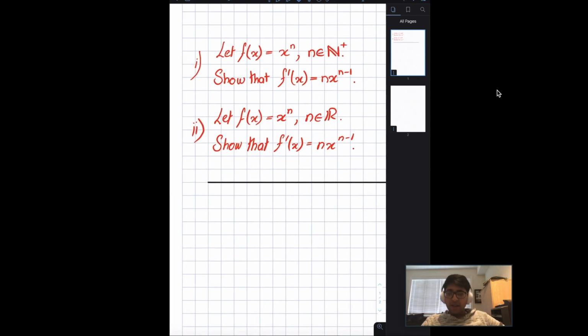It says let f of x be equal to x to the power of n, where n is any positive natural number. And we want to show that the first derivative is equal to n times x to the power of n minus 1. And the second question is literally the same question, but this time, instead of n being a positive natural number, n is a real number.